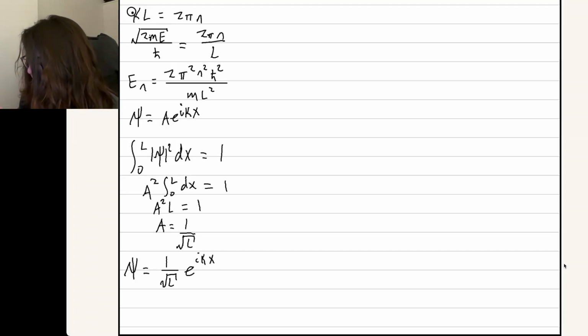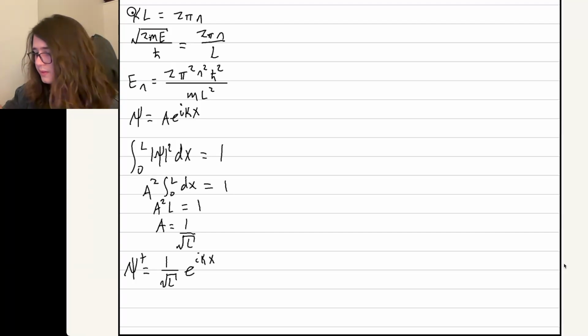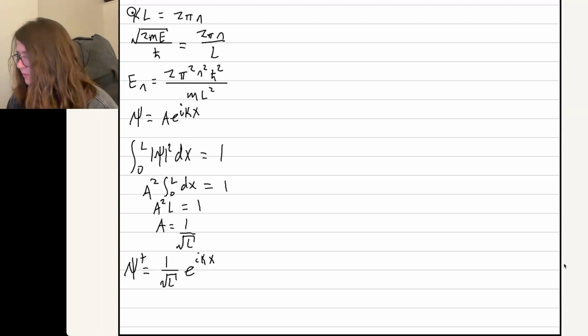And we're going to call this solution psi plus, since the positive e to the ikx is going to represent clockwise motion, right? Or I guess it's counterclockwise, because yeah, positive direction is counterclockwise. But yeah, that's the counterclockwise solution.